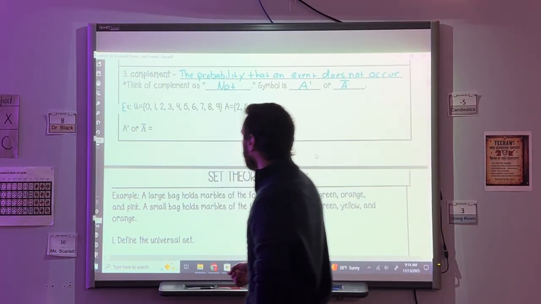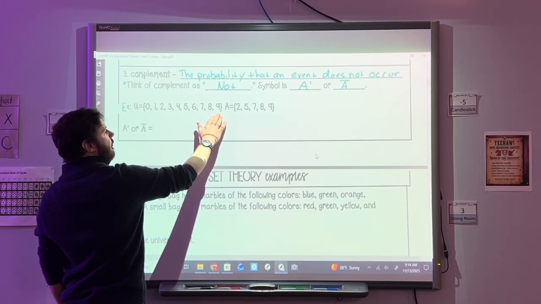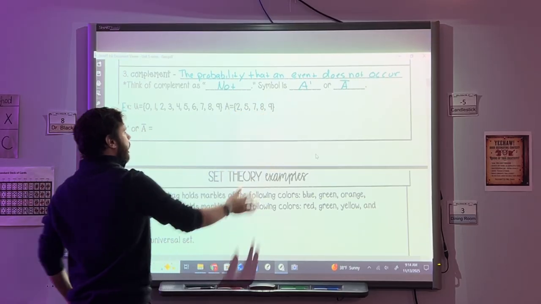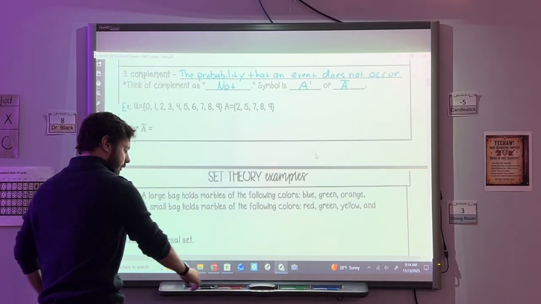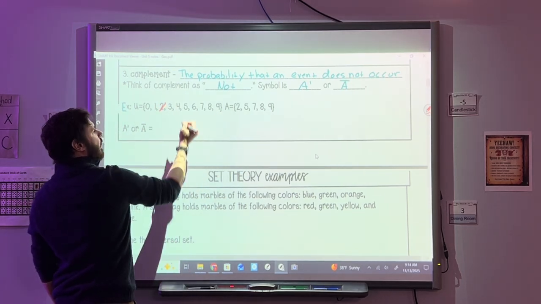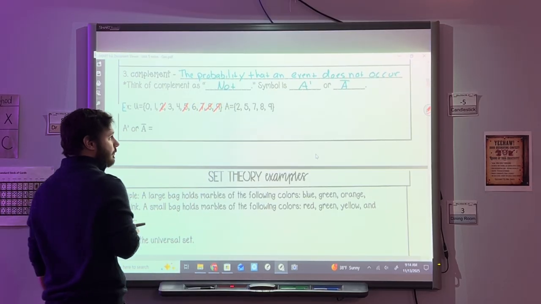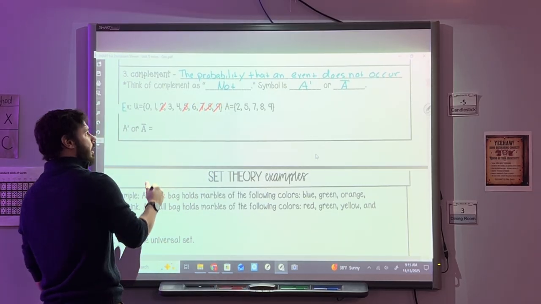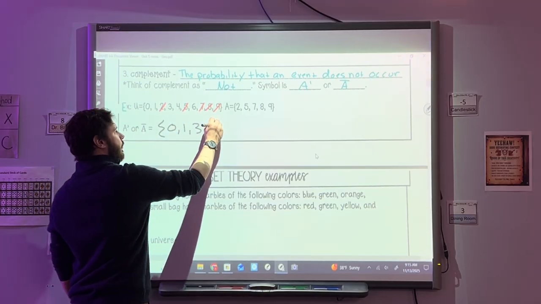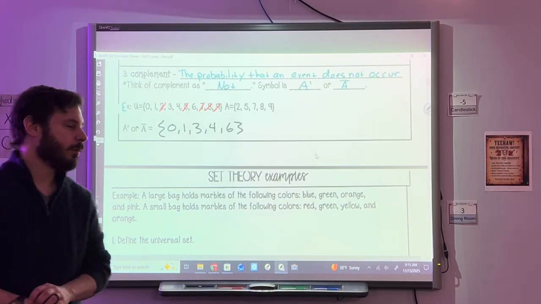So if my universal set is once again 0 through 9, and A is 2, 5, 7, 8, 9. Well, what is not A? Let's go in and we can cross off things, right? 2 was an A, I don't want that. 5, 7, 8, and 9. So what was in not A? 0, 1, 3, 4, and 6. Those are things that are not in A. That is the complement of it.